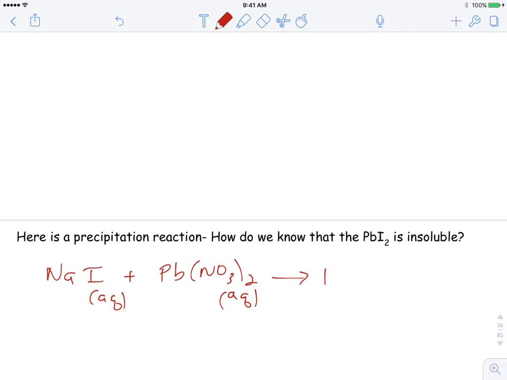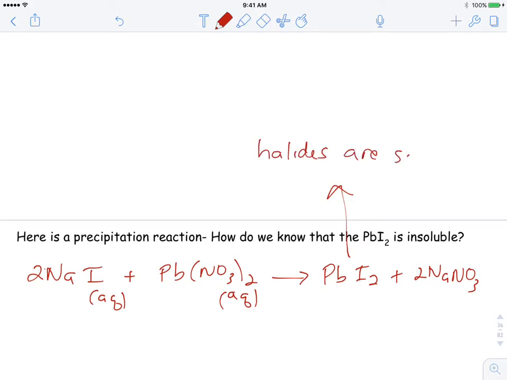Hopefully, when you restarted the video, you got PbI2 and then NaNO3. If I balance it, I would put a 2 here and a 2 here, and I'd have a balanced reaction. So here's my balanced reaction. When I look at this, I would need to use the table up above that I memorized. The table should say that most halides are soluble, except certain ones where there's a metal ion combined with it.